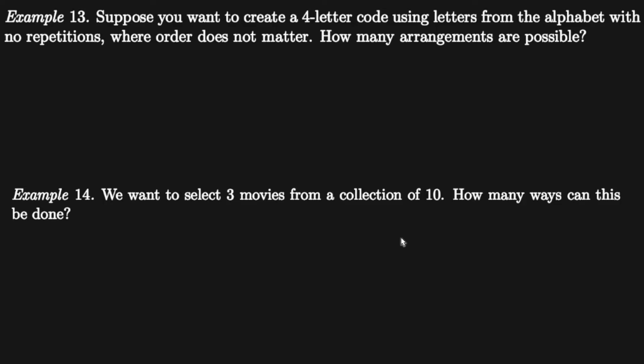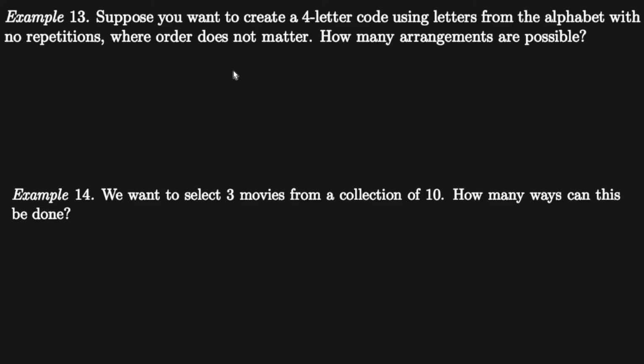Examples we have right here. We can start with example 13. Suppose you want to create a 4-letter code using letters from the alphabet with no repetition, where order does not matter. How many arrangements are possible? So here's the key word. It says where order does not matter. So now we are dealing with combination. So we moved on from permutation. Now we're moving on towards combination.